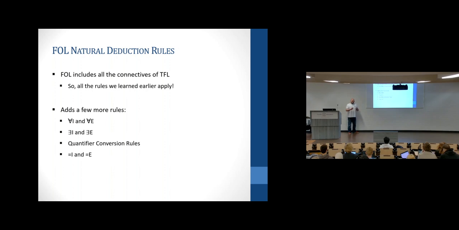Some of them are really easy. For example, universal elimination, very, very easy. Existential introduction, very, very easy. In fact, the easiest rule we'll have is going to be identity introduction. It's the only rule that doesn't need to cite another line. It literally lets you bootstrap a sentence from nothing at all. The other ones, though, are a little bit more complicated. So we'll talk through them, and we'll go through them in order.